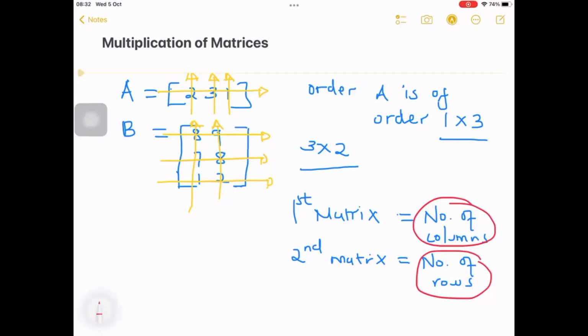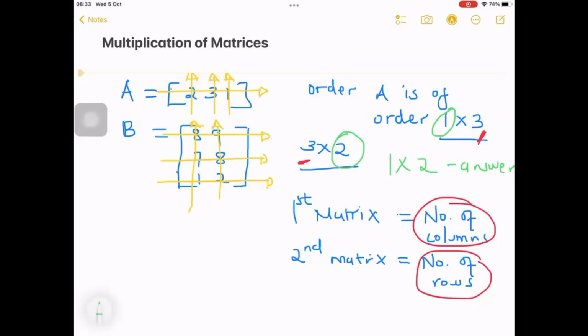In our case, the number of columns from matrix A is 3, and the number of rows in matrix B is 3. So 3 is equal to 3, and therefore the two of them can be multiplied. And again, without even going further, we can also know the order of the answer after multiplication. The answer should be of order 1 by 2. That should be the answer after you do the multiplication. So I hope we are together.